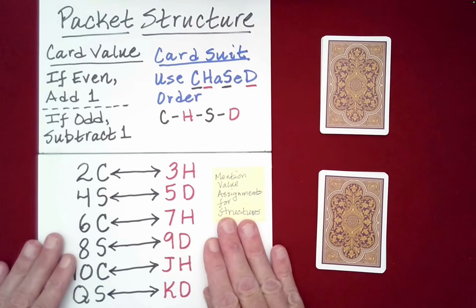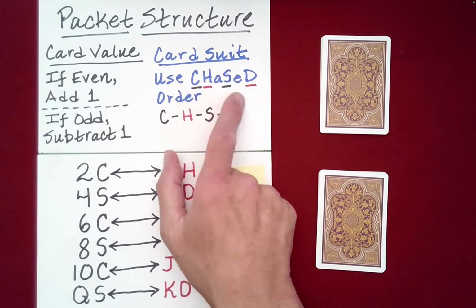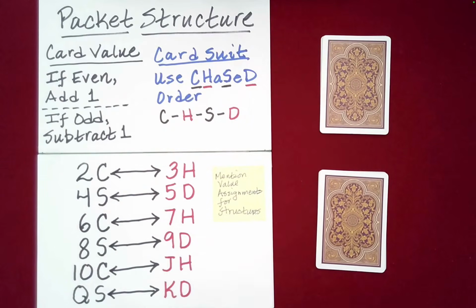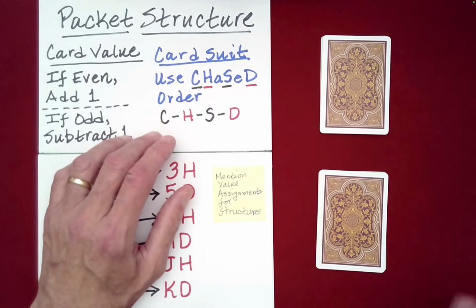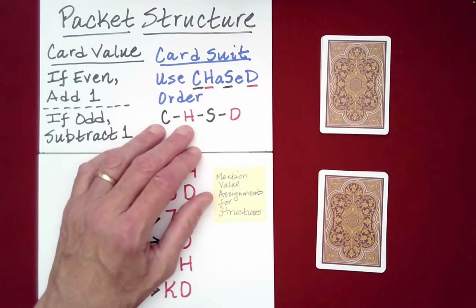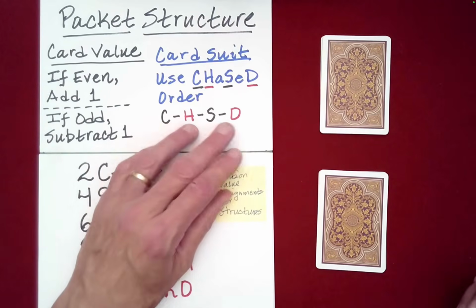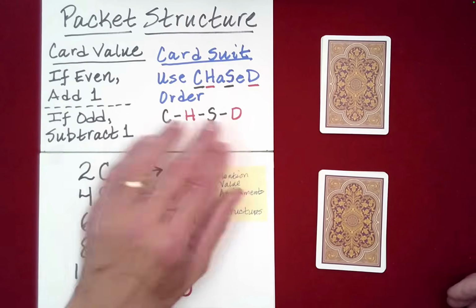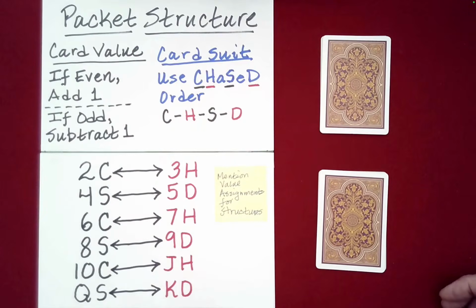Okay, so first off, I don't know if you've heard of CHaSeD order, clubs, hearts, spades, diamonds. That will be helpful to just be aware of. In CHaSeD order, after a club comes a heart, after a heart comes a spade, after a spade comes a diamond, after a diamond comes a club. So understanding that little mnemonic will get you halfway there, okay?